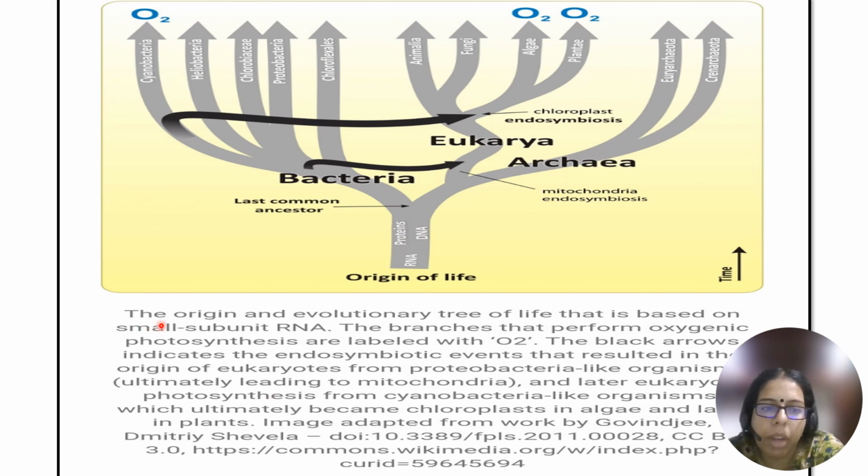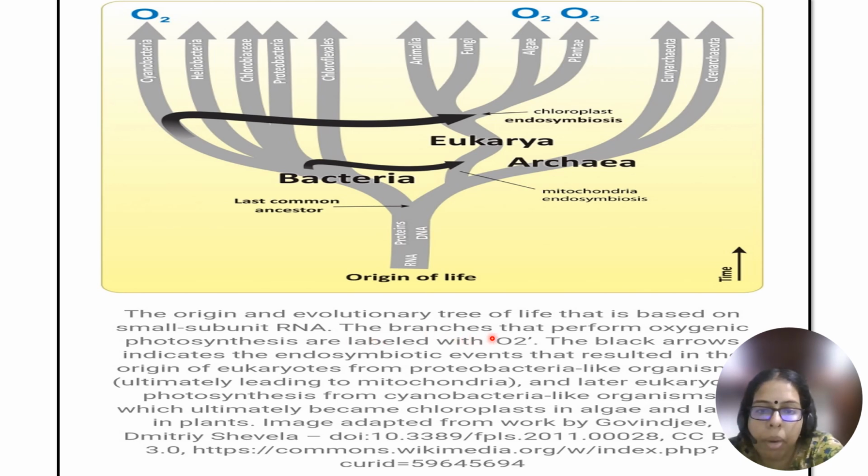So here we can see the origin and the evolutionary tree of life that is based on small subunit RNA. What is small subunit RNA? We know that the RNA in both prokaryotes and eukaryotes is divided into two subunits. You would have studied what that is in cell biology, so I'm not going to repeat it over here. The small subunit RNA has sequences that are the most conserved sequences throughout the history of life.